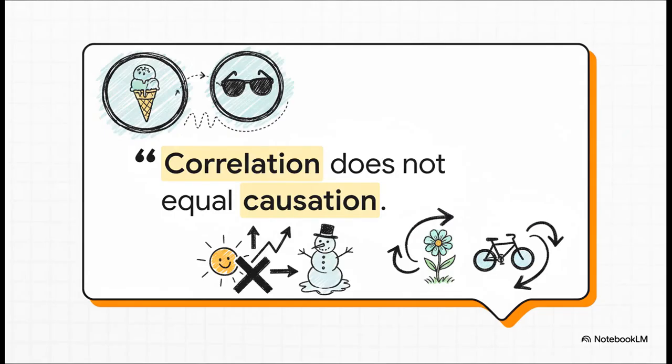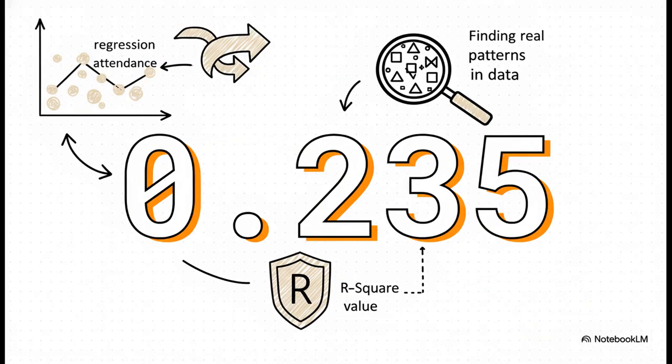And that brings us to, no exaggeration, probably the most important phrase in all of data science. You've definitely heard it before. Correlation does not equal causation. Let's make this real. Go back to our attendance example. So we run our regression analysis, and it spits out this number called an R-square value. Its job is to tell us how much of the story one variable can explain about the other. In our case, that value is 0.235.